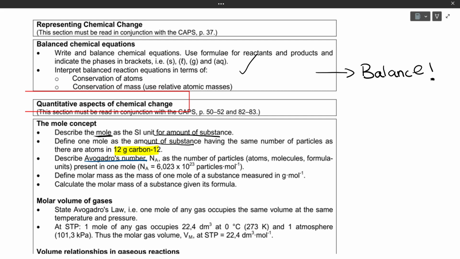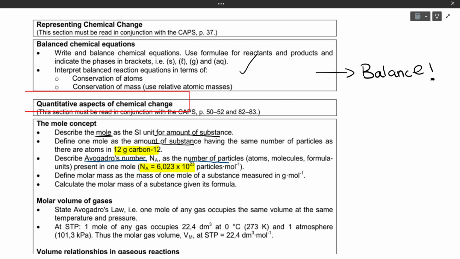And Avogadro's number is going to tell us the number of particles, whether that is atoms, molecules, or formula units, that is present in 1 mole. And your hint is, here's the number, it's actually 6.02 times 10 to the 23. That's going to be an important number that we start using in our calculations. So I don't want to rush it. I want to explain it properly to you when we're doing calculations.